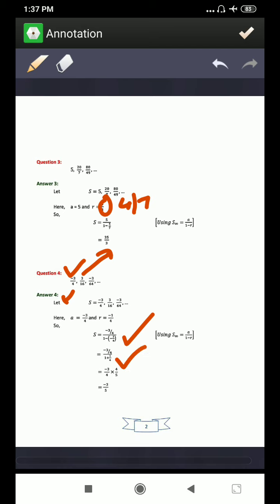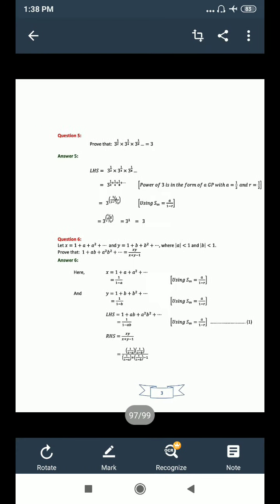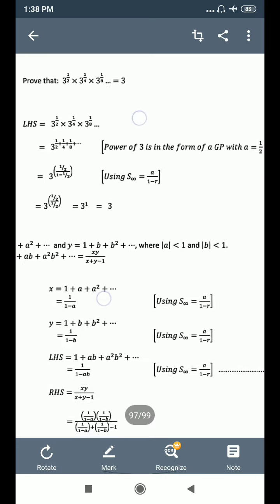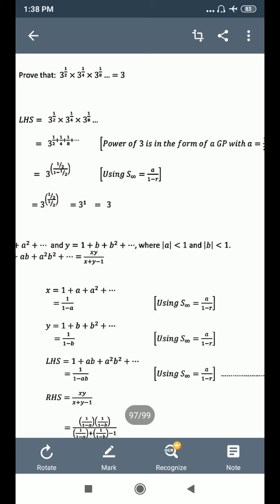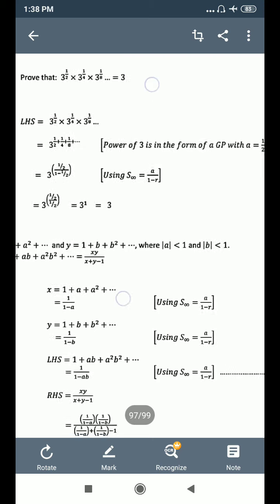And then you can simplify it. You will get minus 3 upon 5 is the answer. So simple calculations are there and all can be done easily. Now come to question number 5. It is a little bit different type of question. So you can say fifth and sixth questions are important, can be asked in the exam easily.